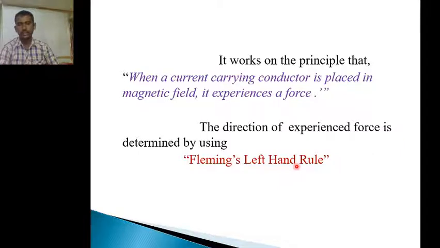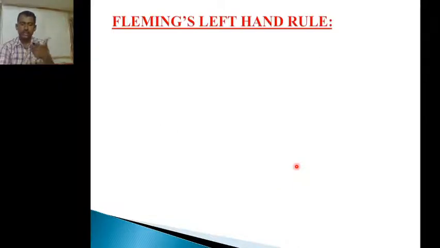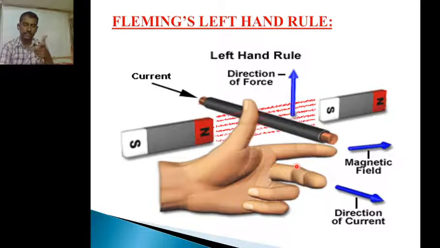That means when a current carrying conductor is placed in a magnetic field, a force will be developed, and that force will definitely act in one direction. That direction can be decided by Fleming's left hand rule. According to Fleming's left hand rule, the 3 fingers of the left hand are stretched like this, perpendicular to each other. The forefinger indicates the magnetic field direction, the middle finger indicates the direction of the current, and the thumb indicates the direction of the force.